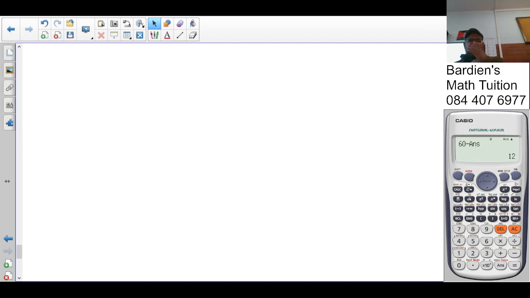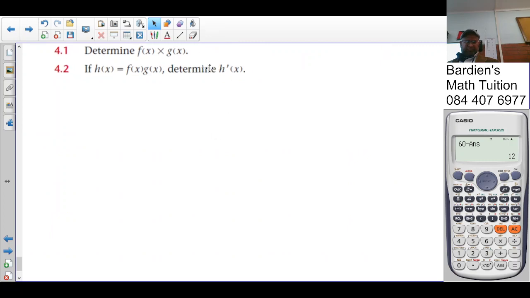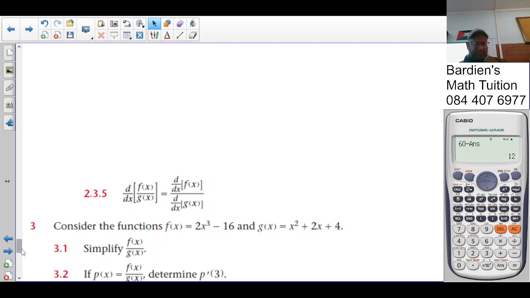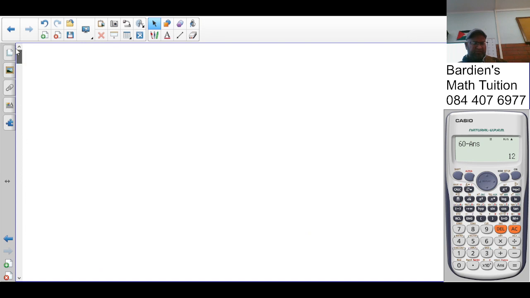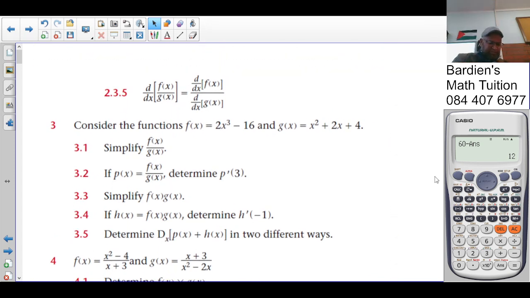Okay, so now we're looking at finding the equation of a tangent to a function. This was exercise 7 on page 157.